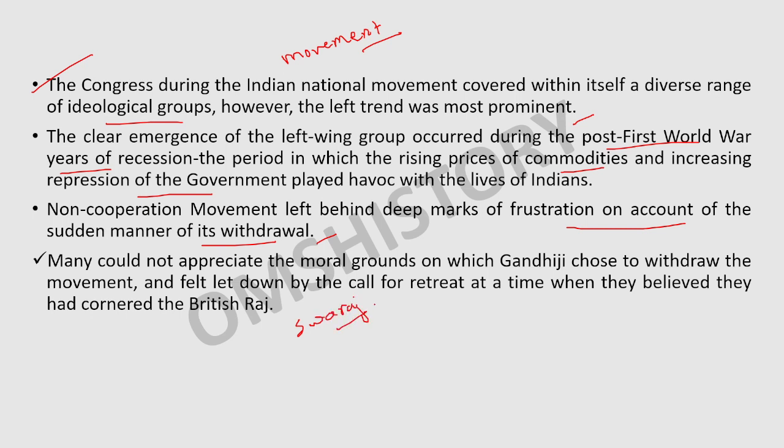But here, when the country was fully charged and doing the non-cooperation movement, suddenly Mahatma Gandhi withdrew the movement. So many could not appreciate the moral grounds on which Gandhiji chose to withdraw the movement, and felt let down by the call for retreat at a time when they believed they had cornered the British Raj.